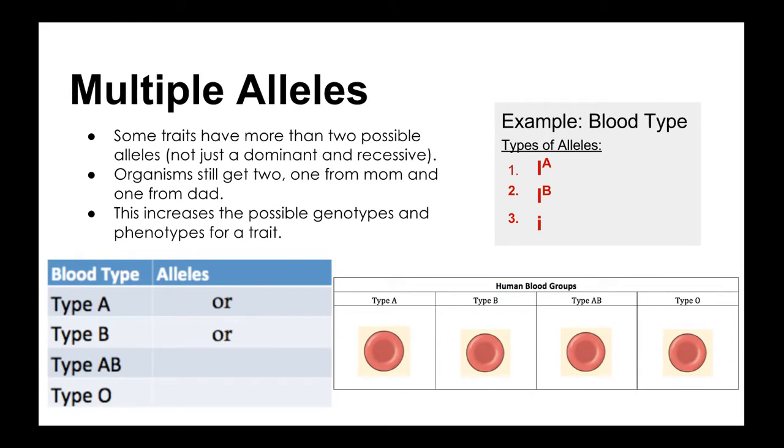So for an example, blood type. You could have three different types of alleles for blood type. You could have a dominant allele that makes an A protein, another dominant allele that makes a B protein, or a recessive allele that doesn't make any protein at all.